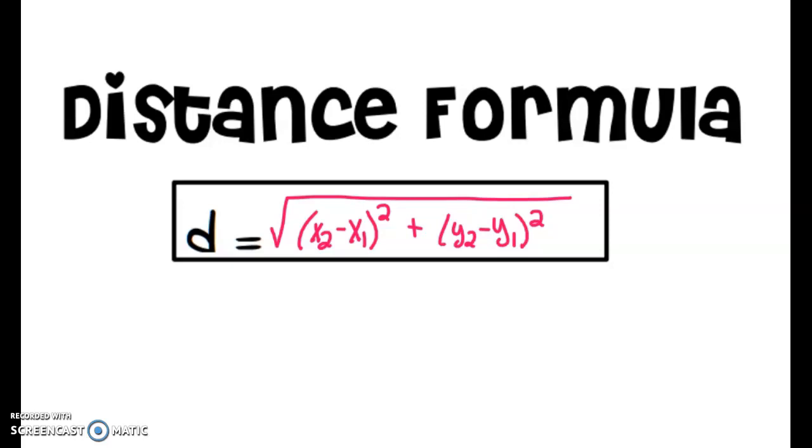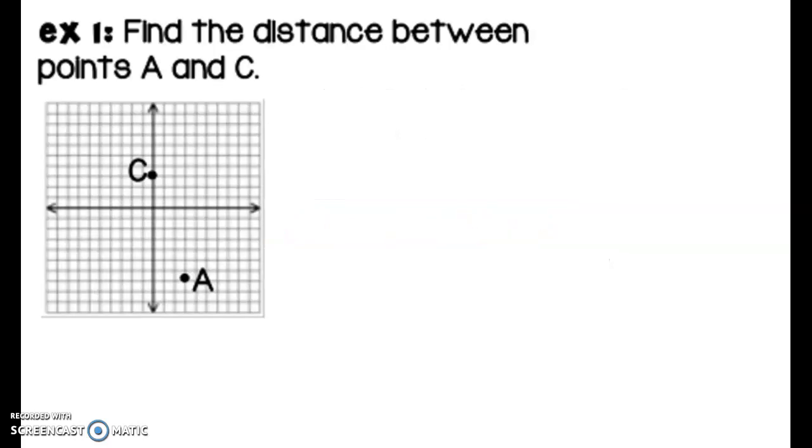So let's take a look at the first example inside. It says, find the distance between points A and C. All right, so A is at 3, negative 7. Just to help you out here, that is 1, 2, 3, and then I'm going to call this negative 7. And then C is at 0, 3.